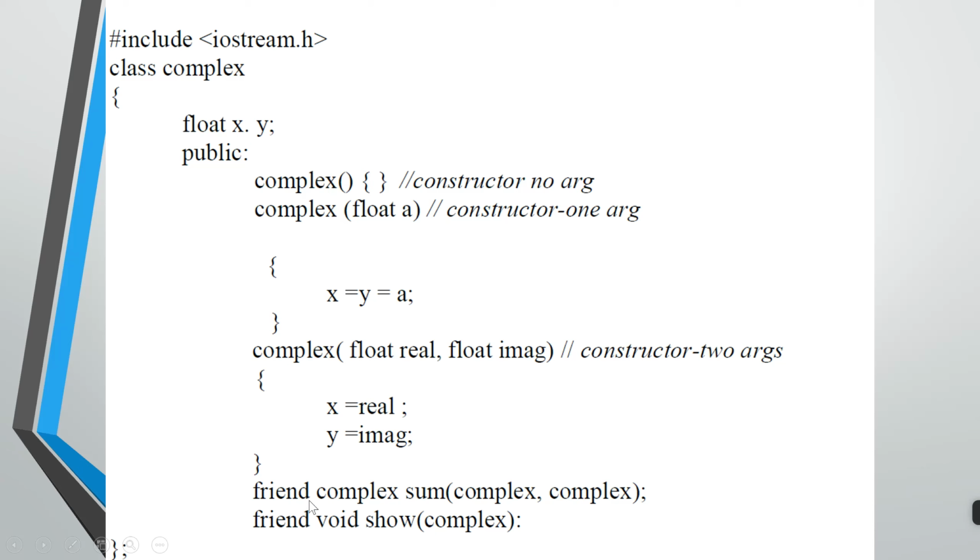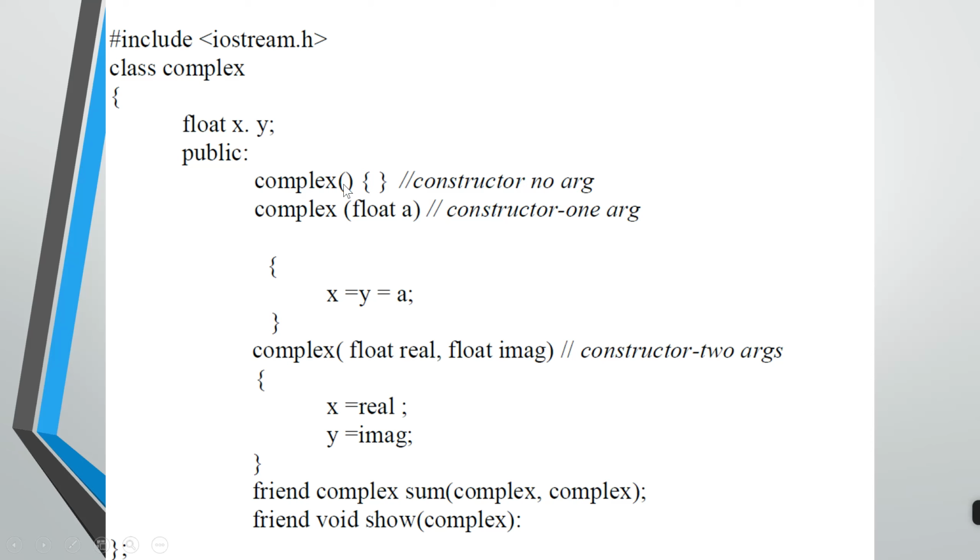So I can use friend, complex sum, complex complex. This is an example for complex number addition. Here I use the multiple constructors for my purpose. Whenever you declare a complex number, it normally has two values, a real value and an imaginary value. X is the real value, Y is the imaginary value.